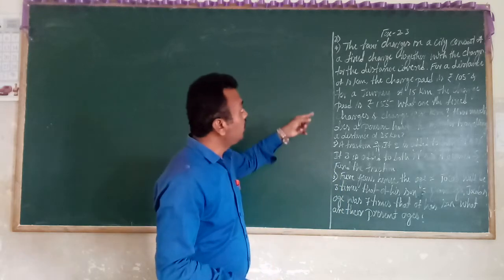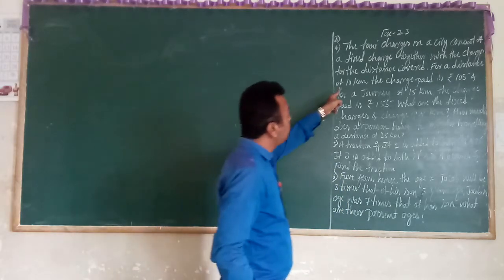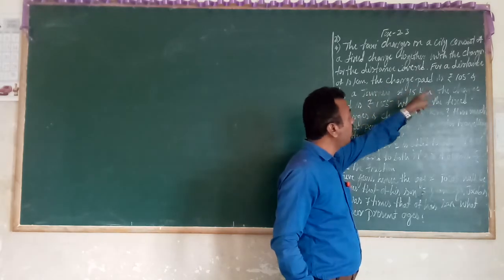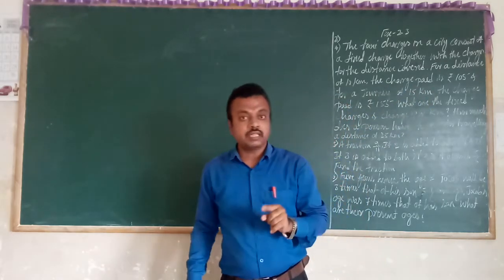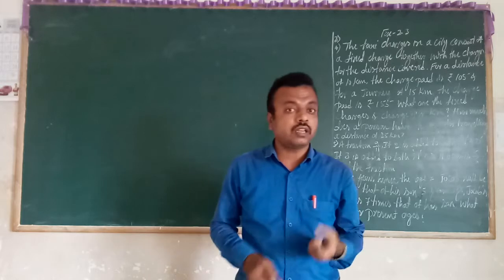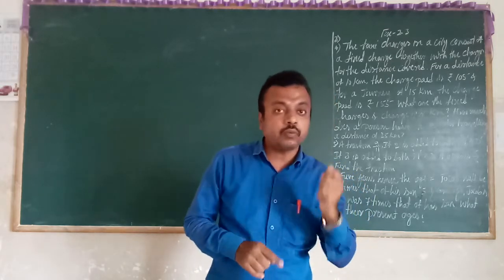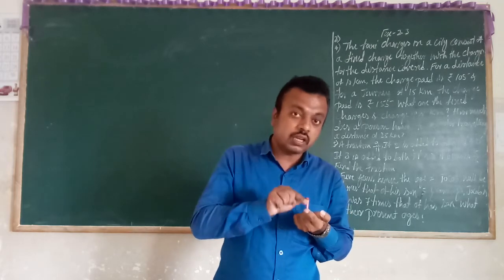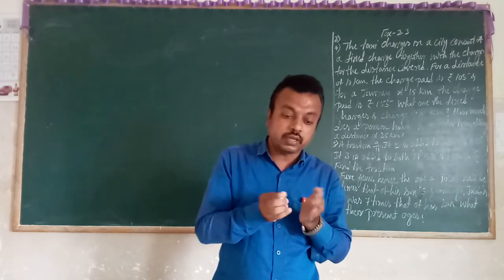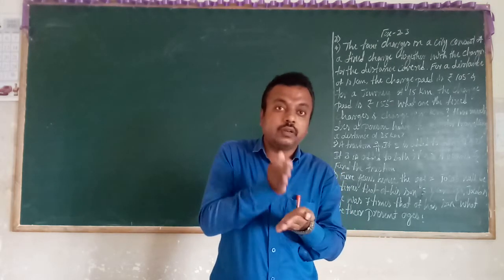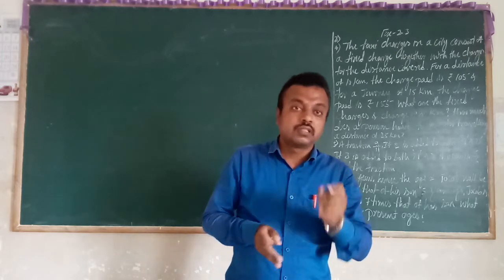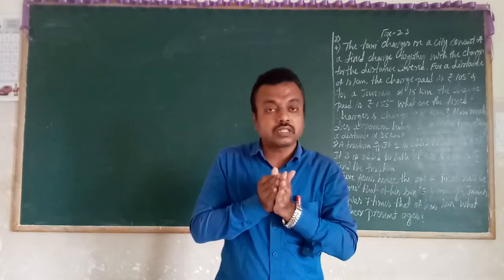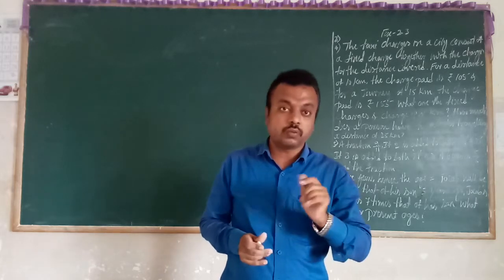But see, one person traveled 10 kilometers, and he paid 105 rupees. In that 105 rupees, both the fixed charge and the charge per kilometer are included. Got it? So that's why we also want to calculate the fixed charge and the charge for each kilometer.